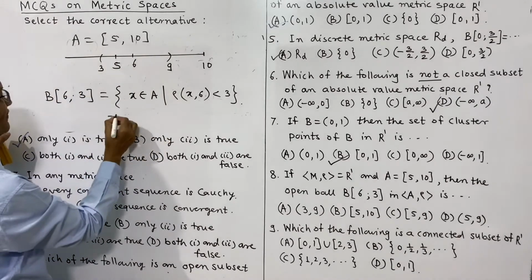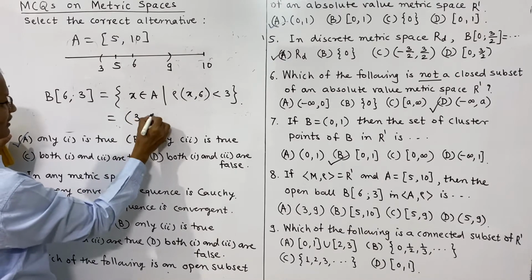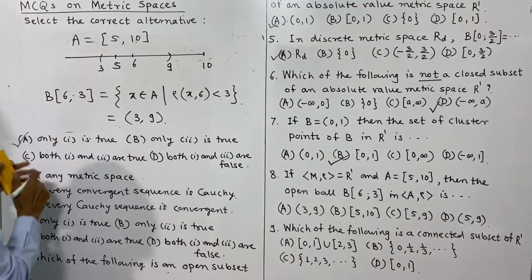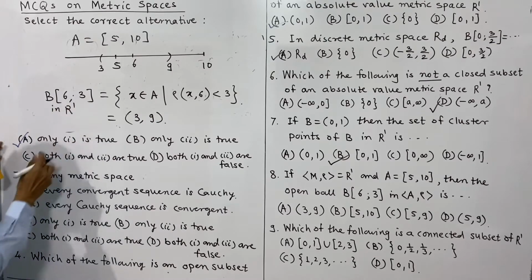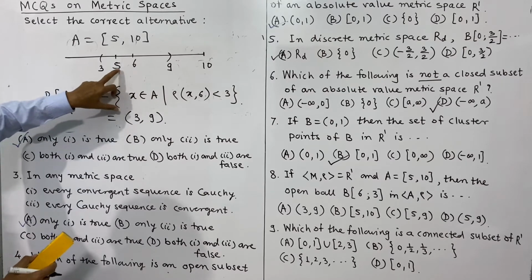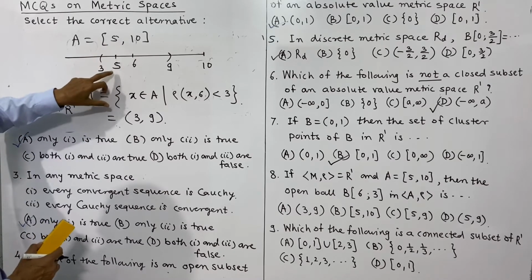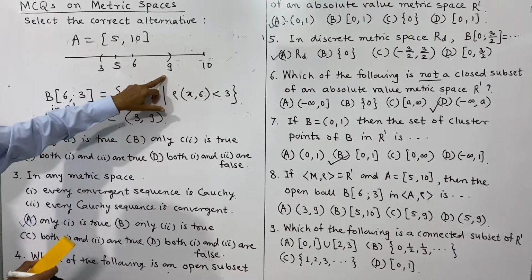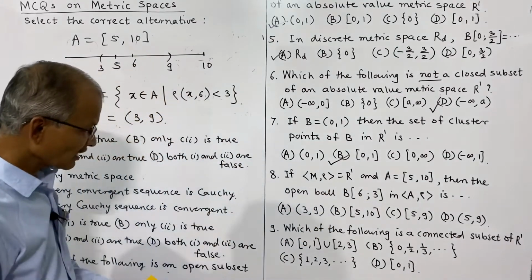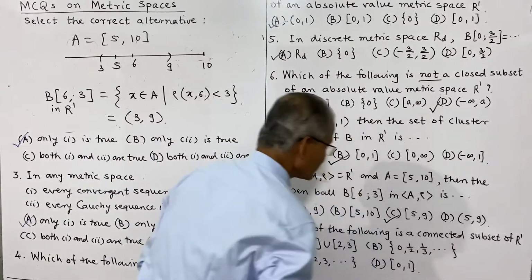So this is actually the open interval 3 to 9. But it is in R1, and in A it will be 5 to 9, and 5 will be closed end, because it is in A, and therefore it is closed at 5 and open at 9, and that is the correct alternative for this. You see, closed at 5, open at 9, the answer is C.